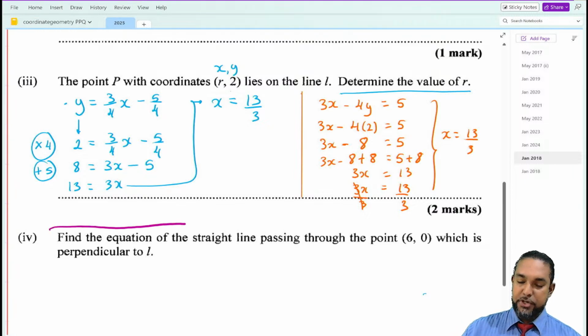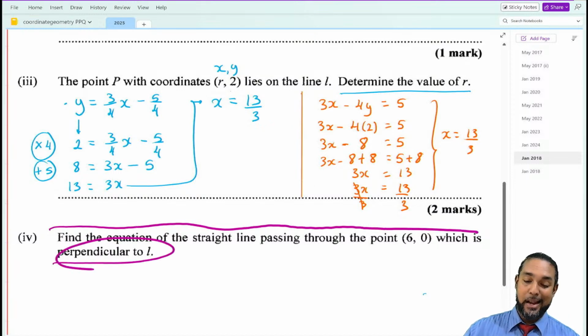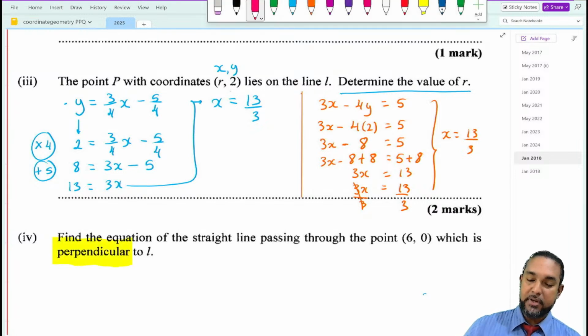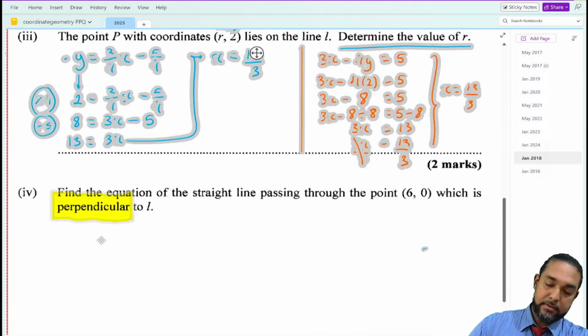Find the equation of the straight line passing through the point 6, 0, which is perpendicular to L. All right, cool. Perpendicular to L. When two lines are mutually perpendicular, what does that mean? They meet at an angle of what?